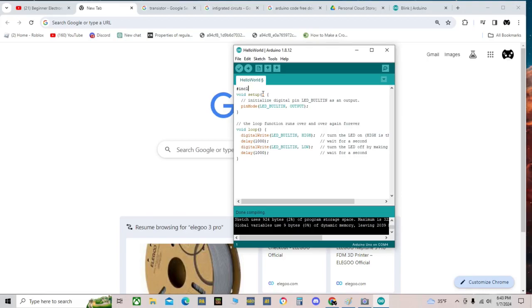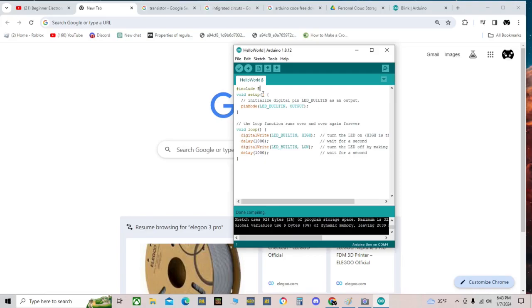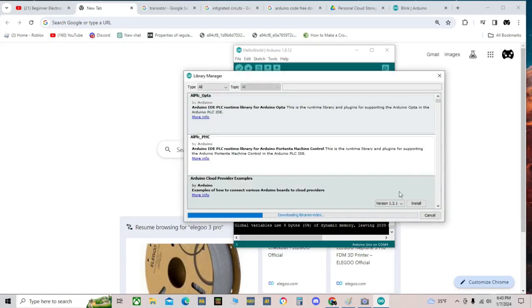Oh, it's include, and then see how it goes green. Include servo. Servo is just a library which operates a servo. Manage libraries. Manage your libraries. You can find your libraries. You can do whatever you want.